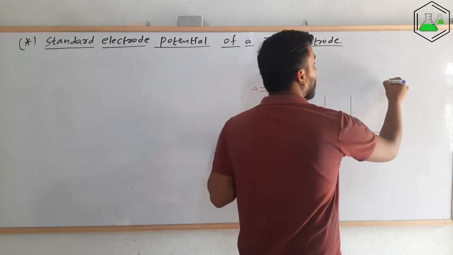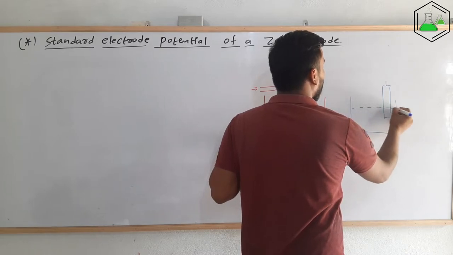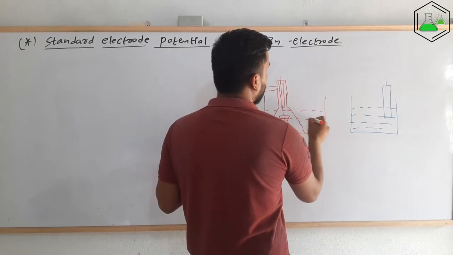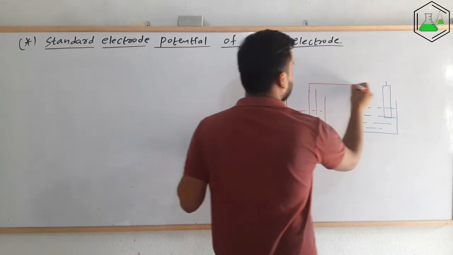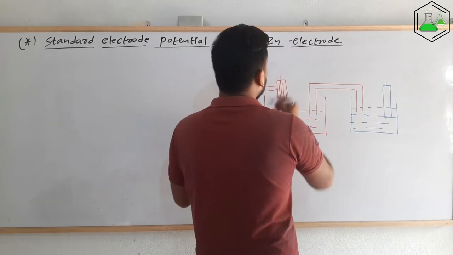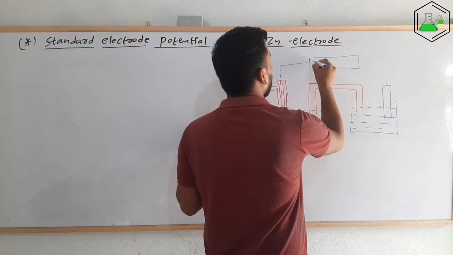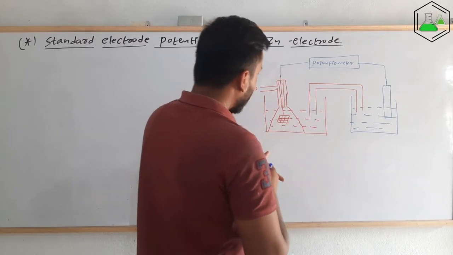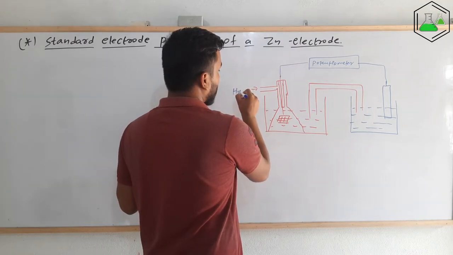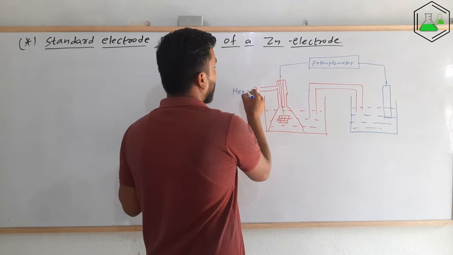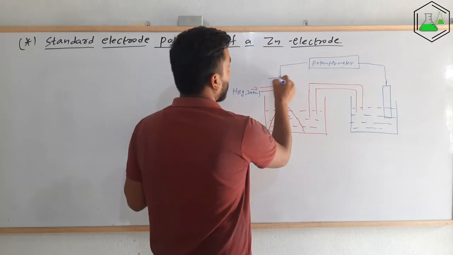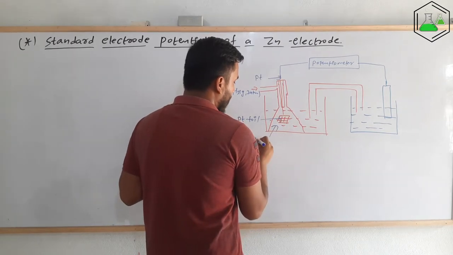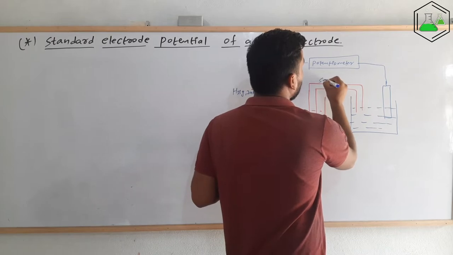The copper electrode has a beaker in which the copper metal is dipped in a solution. And in the left side as well, it will be dipped in a solution and they are connected by a salt bridge, as well as by an external circuit like this through a potentiometer. So this is the complete diagram. Let's label it. Here hydrogen gas will go in for the bubbling at 1 atmospheric pressure. This is the pure hydrogen gas. This is platinum wire and this is platinum foil. This solution is 1 M hydrochloric acid solution. This is the salt bridge.